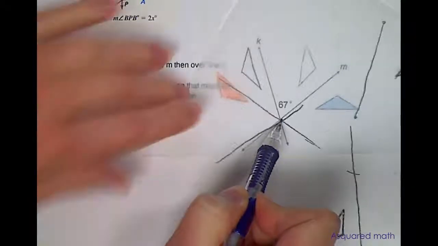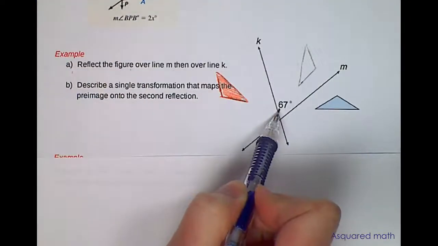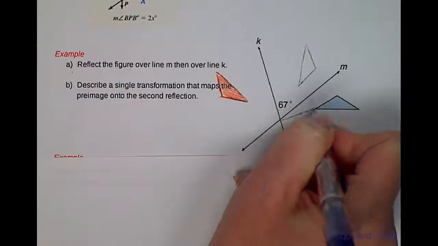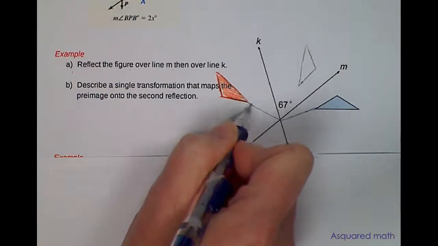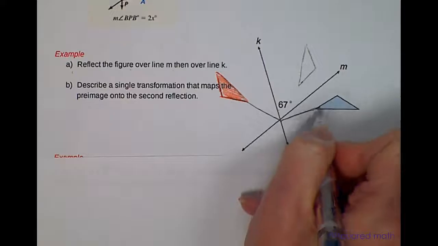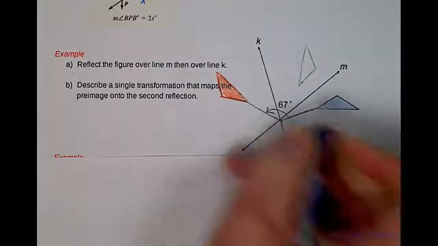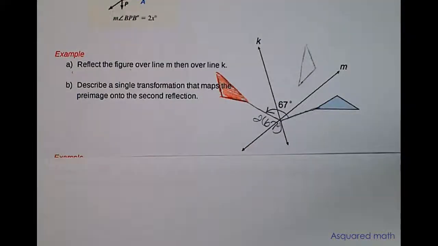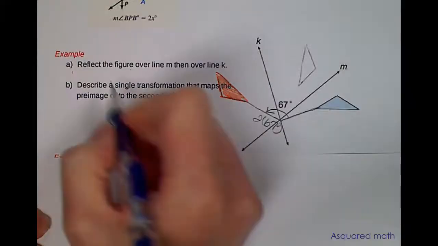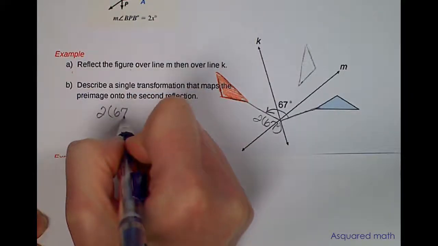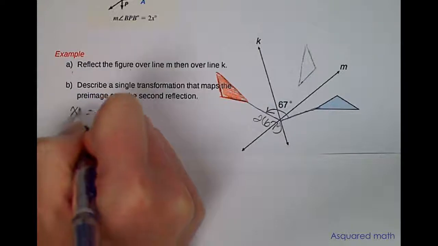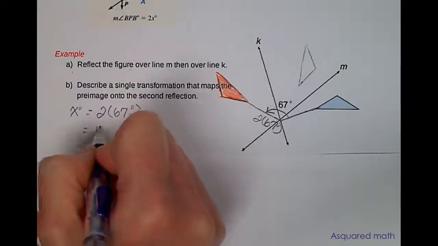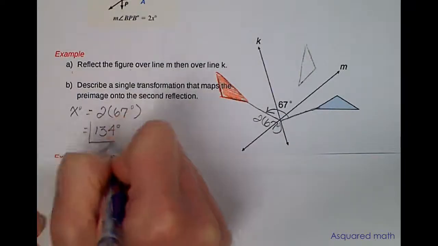So we are actually rotating 2 times this amount. So going from here to here is 2 times 67 degrees. So I can easily calculate the total rotation. 2 times 67 degrees is what our x is going to equal. And 2 times 67 is 134 degrees. So that is our total angle of rotation.